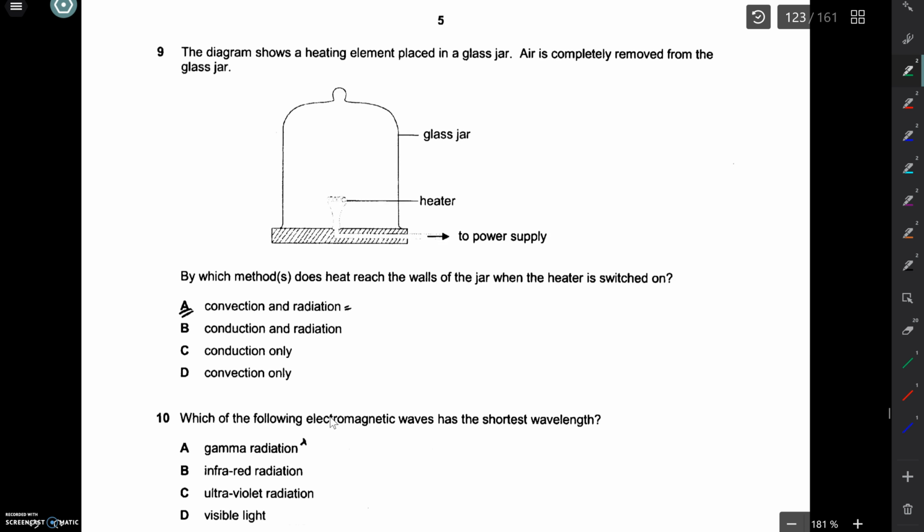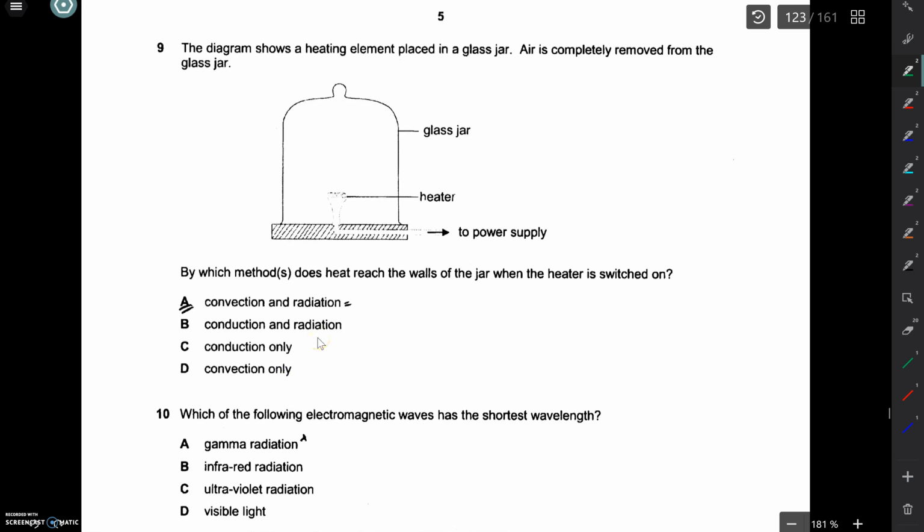Question 9 says, the diagram shows a heating element placed in a glass jar. Air is completely removed from the glass jar, right? So let's continue with the question. By which method or methods does heat reach the walls of the jar when the heater is switched on? Okay, so they tell us here that air is completely removed from the glass jar.